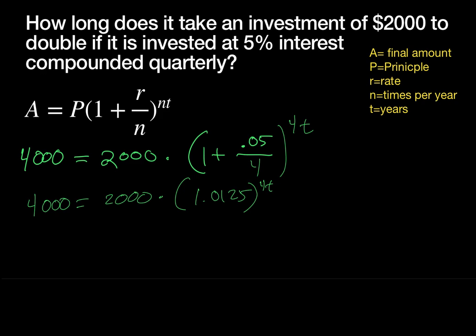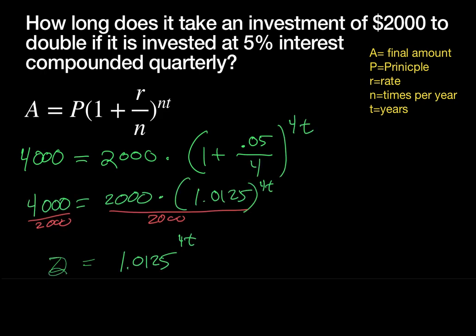But I can still do some math. I can divide this side by 2,000 to get rid of the 2,000. I'll have 2 equals 1.0125 to the 4t. Make that look like a 2, not a z. Do we know how to solve when my variable's in the exponent? I don't have an easy way to do that. It's not squaring, it's not square rooting. It's something else. So instead, this is when I convert from exponent into logarithm.